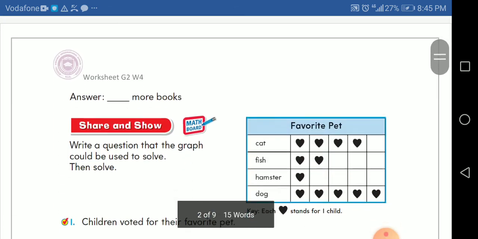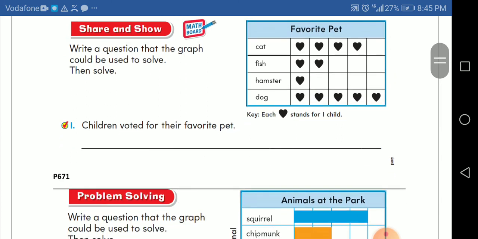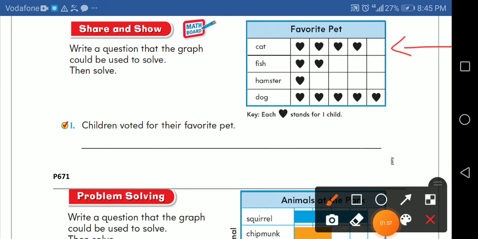I have another pictograph as you see. It's about the favorite pet. So we have the names of the pets: cat, fish, hamster, dog. And here the heart stands for one child. Write a question that the graph should be used to solve, then solve.